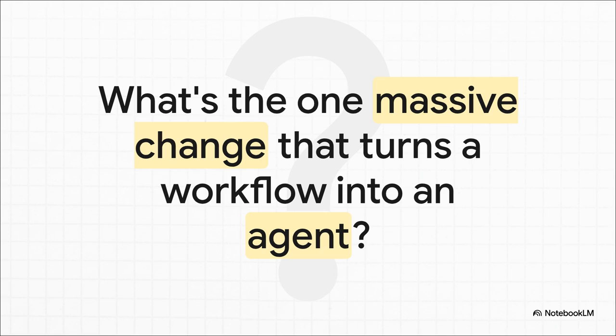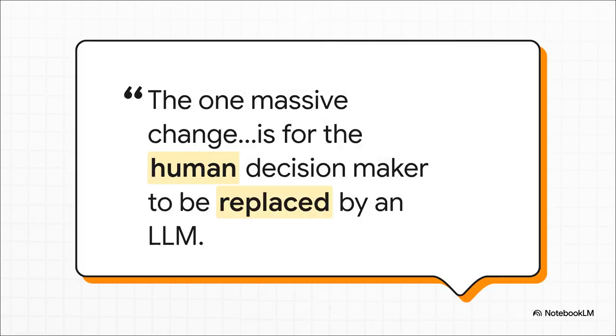Okay, so if a workflow is just an AI following our instructions, what's the one huge, fundamental change that flips it from a simple workflow into a true AI agent? What's the secret ingredient? Okay, listen closely, because this is the single most important idea in this entire explainer. The one massive change is when the LLM replaces the human as the decision maker. Let me say that again. The AI is now the one making the decisions. To go back to our analogy, the AI stops just following the recipe, and it starts writing the recipe itself.